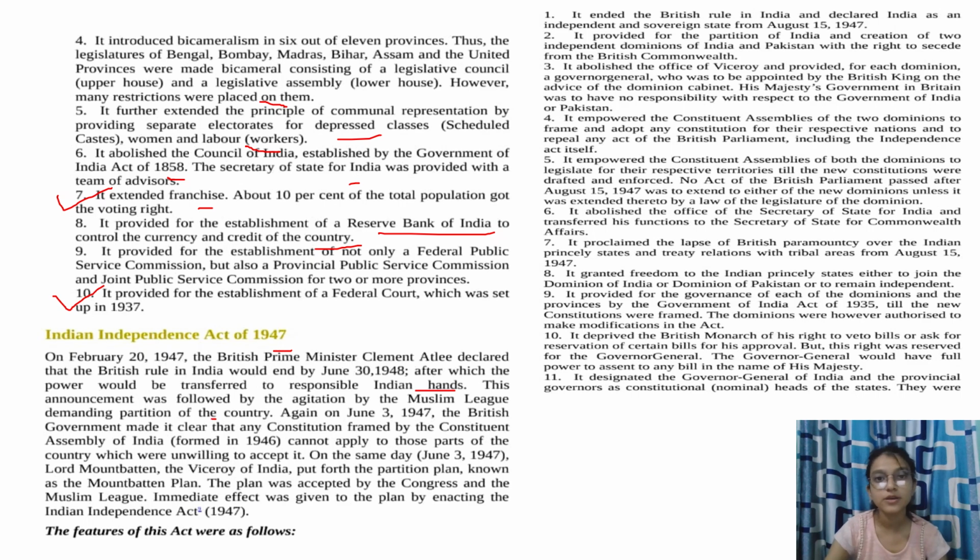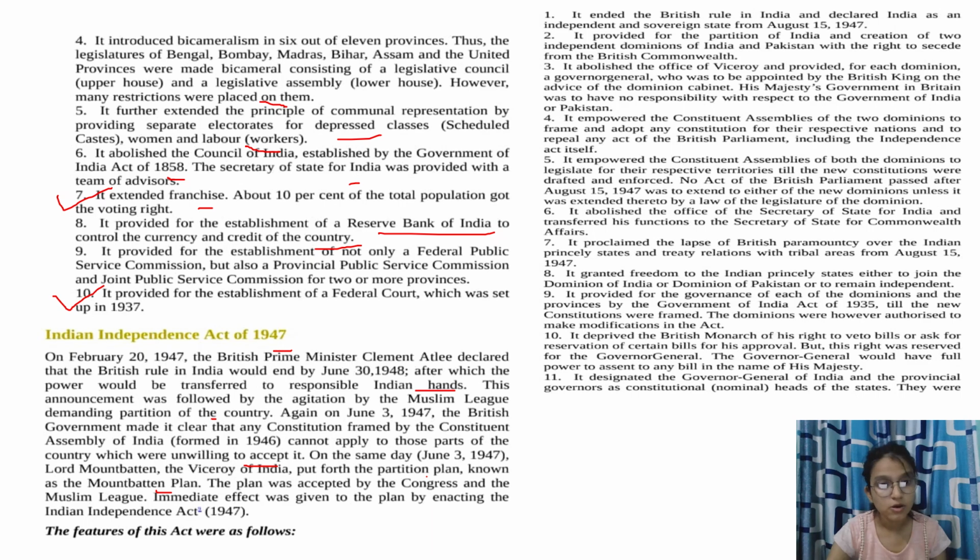Then came the very thing that the Muslim community wanted: a separate partition. Again on June 3, 1947, the British government made it clear that any constitution framed by the Constituent Assembly of India formed in 1946 cannot apply to those parts of the country which were unwilling to accept it. On the same day, June 3, 1947, Lord Mountbatten, the Viceroy of India, put forward the partition plan known as the Mountbatten Plan. So it was the very plan on what basis the division has been made.